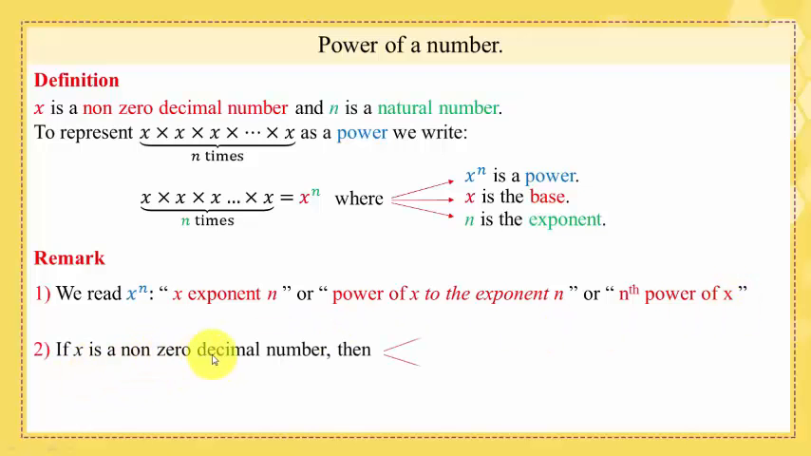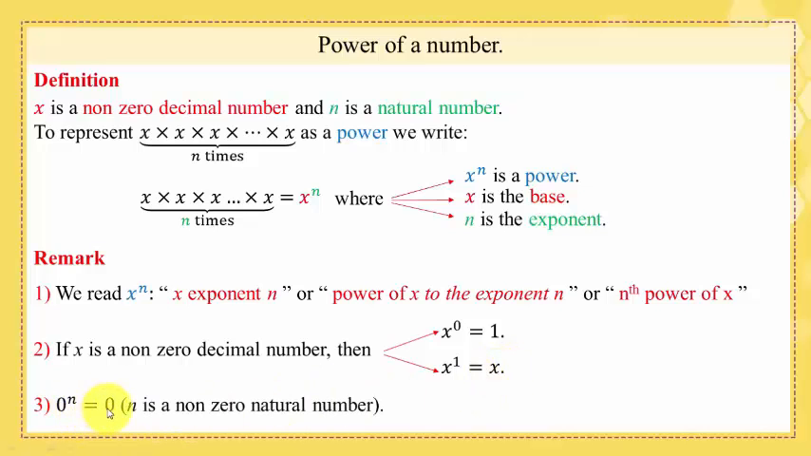If x is a non-zero decimal number, then x^0 equals 1, x^1 equals x, and 0^n equals 0, where n is a non-zero natural number.